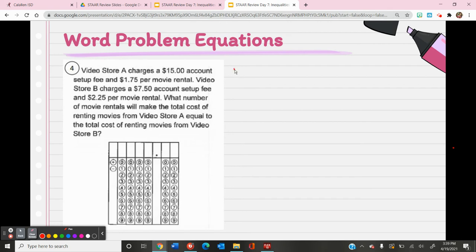So for Video Store A, my equation, it says they charge $15 for the setup fee for the account. That word "and" is telling me I'm adding $1.75 per movie rental. Again, that word "per" tells me that the 1.75 gets the x. So the equation here would be 15 plus 1.75x.